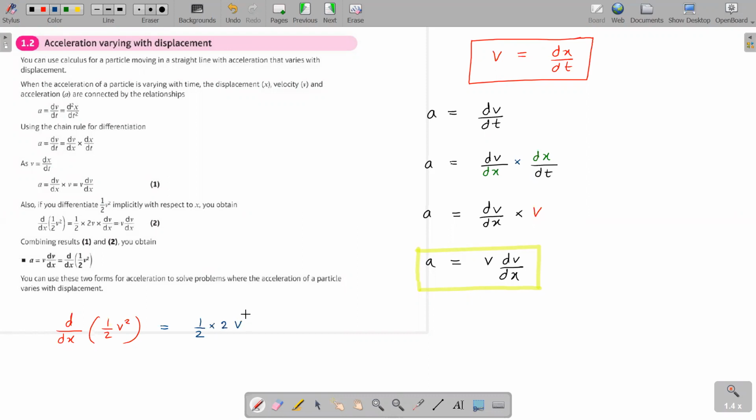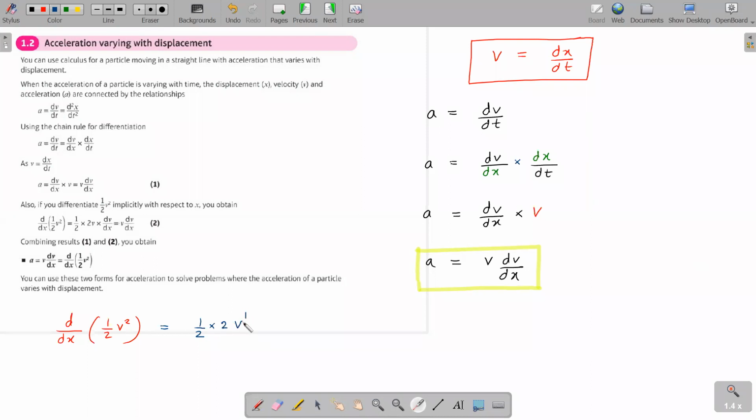2v to the power 1, right? Also, the next thing is we differentiate with respect to x. What's the letter we have here? V. I did the differentiation here: I brought the power forward, subtracted 1 from the power, but it's a letter V.